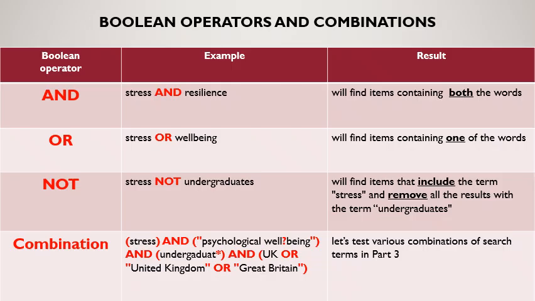Boolean operators are the most powerful tool of your research. OR combines the synonyms, like resilience or coping. AND narrows your research by requiring multiple concepts to be present, for example stress and undergraduate. NOT excludes unwarranted terms. You will often nest these operators within brackets to create a complex, precise search string that mirrors the logic of your research question.